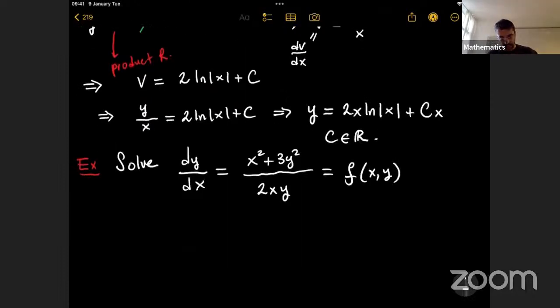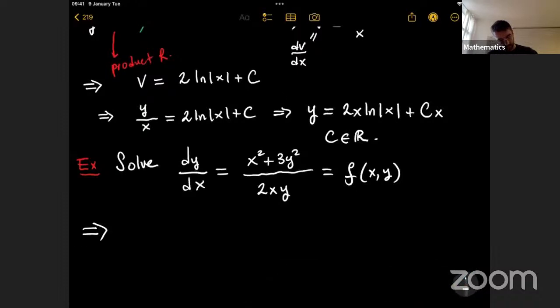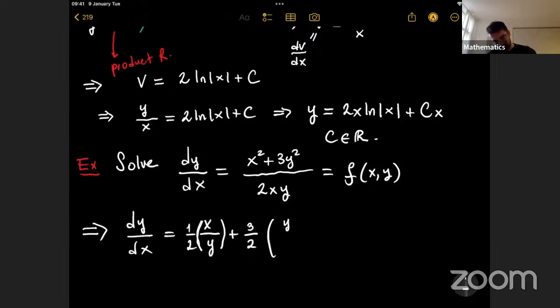So what we can do is we can write this as x over y, 1 over 2, plus 3 over 2, y over x.